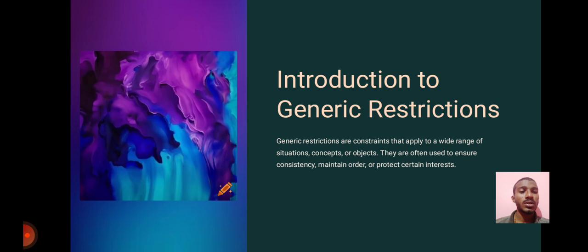Introduction to generic restrictions. Generic restrictions are the constraints that apply to a wide range of situations, concepts, or objects. They are often used to ensure consistency, maintain order, or project certain instructions.